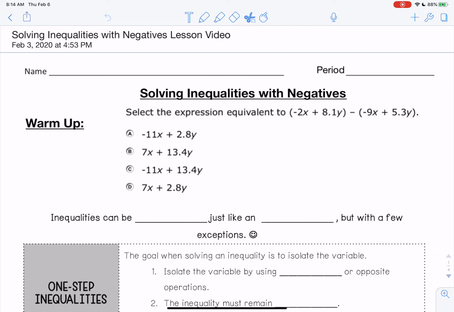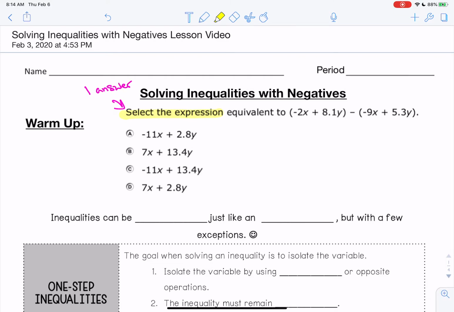So for our warm-up today, it says select the expression equivalent to negative 2x plus 8.1y minus a negative 9x plus 5.3y. And then we have the choices of A, B, C, or D. So you will notice that it says select the expression. It's not plural. It doesn't say select all, so that means there's only going to be one answer. Okay, so let's write that down. So there's only going to be one answer.